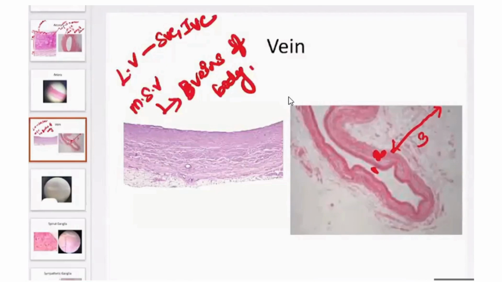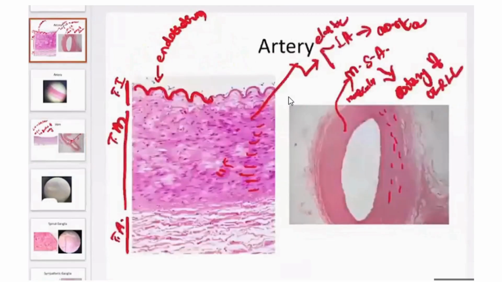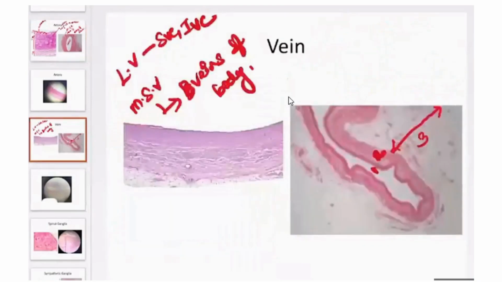So vein is a collapsed one, right? It doesn't have a normal lumen. If you take an artery, in the center what is present is the lumen. The lumen is uniform. Am I right? In an artery the lumen is uniform. What about in a vein? Is it uniform or not? It is not uniform, so you will have a collapsed lumen.